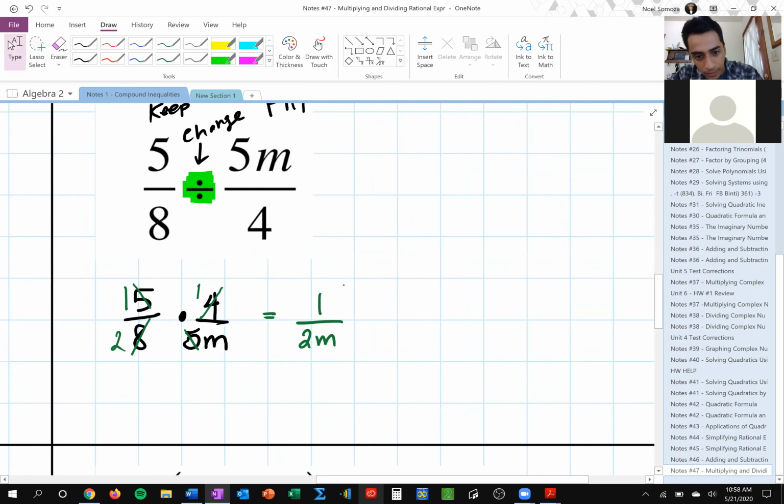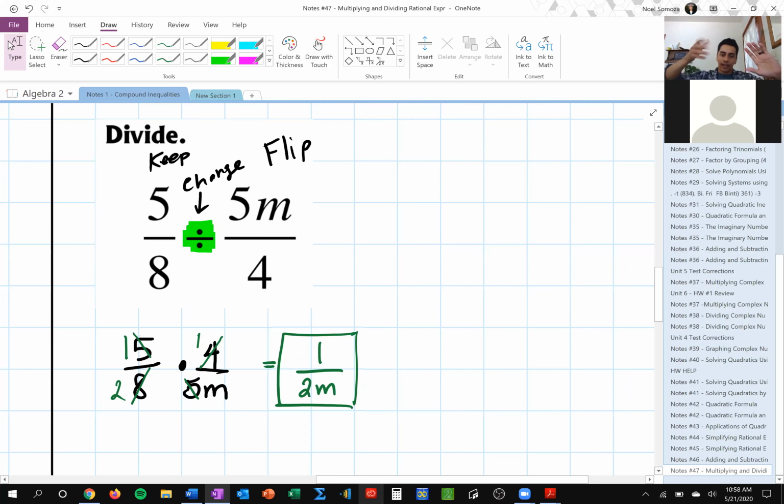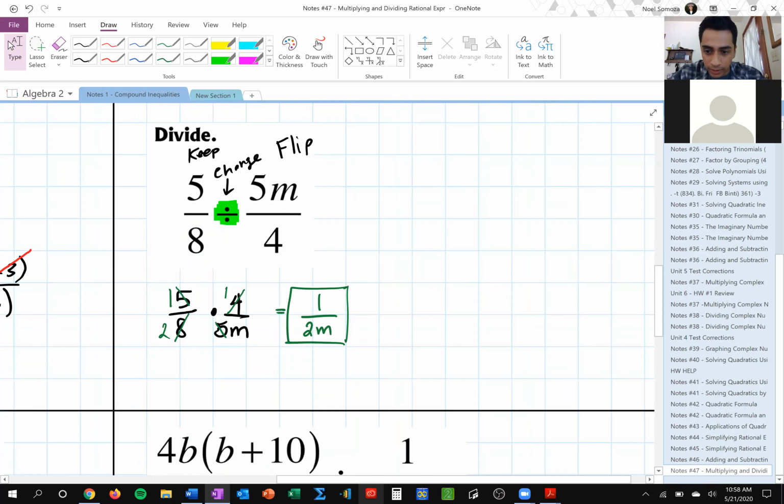So pretty easy, same idea, but you want to use a keep, change, flip strategy with division, okay? In this case, we didn't have to do any factoring because everything was a monomial. So it was pretty easy, right? But if we had to, we would just do the factoring first, then we can keep, change, and flip. And then after that, we do our cancellations, okay? So not too bad. All right, let's move on.